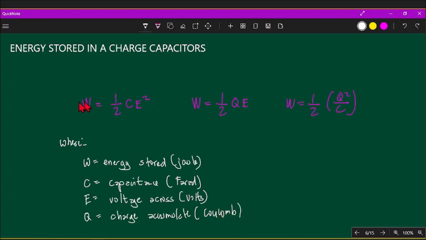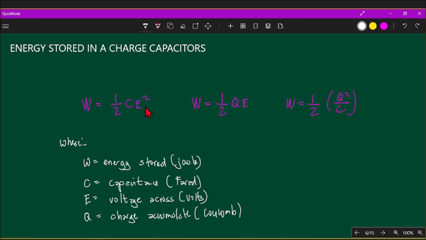So if we are given the capacitance and the voltage, we have that the energy stored is 1/2 times the capacitance times the square of the voltage. If the given is charge and voltage, the energy is equal to 1/2 times the charge and the voltage. If the given is charge and capacitance, the energy stored will be equal to 1/2 Q squared over C. All of these are just equivalent formulas.